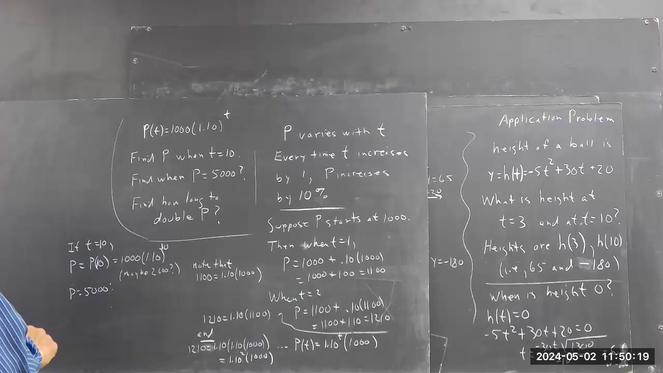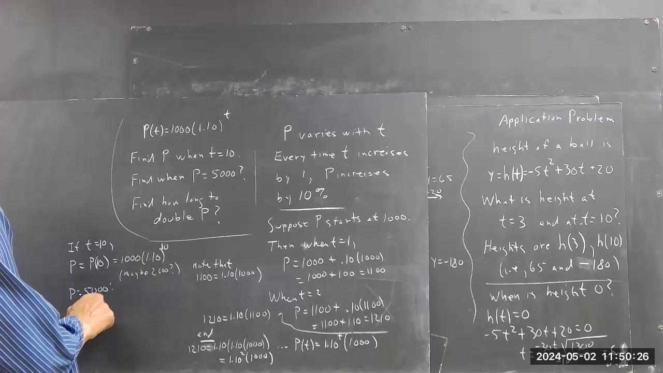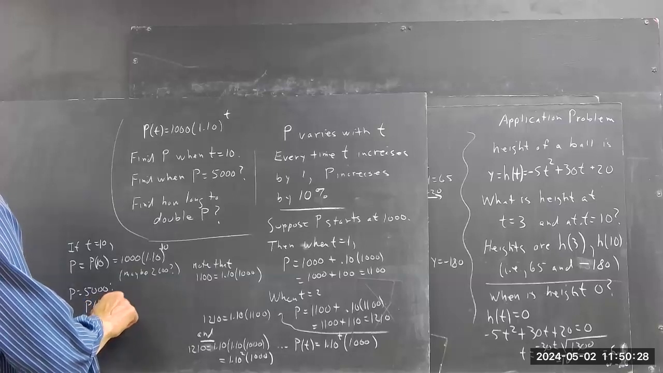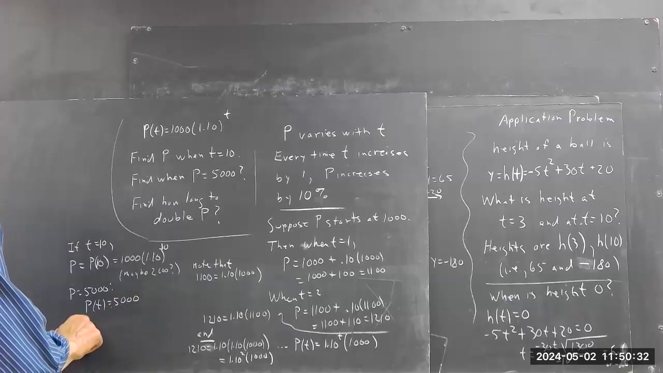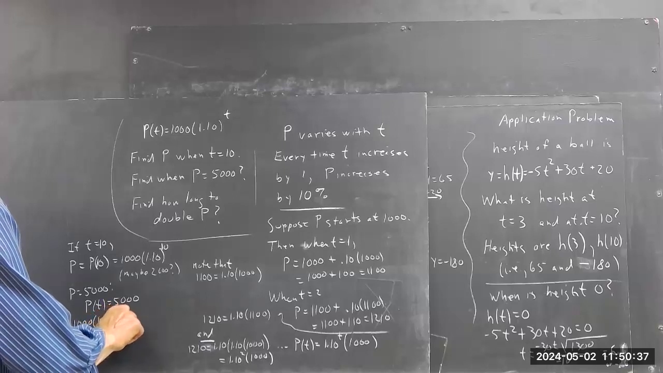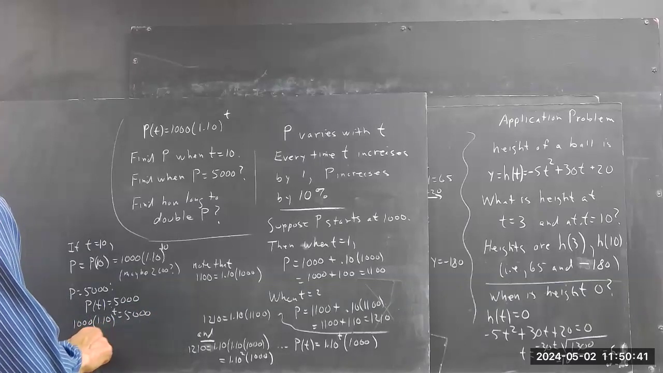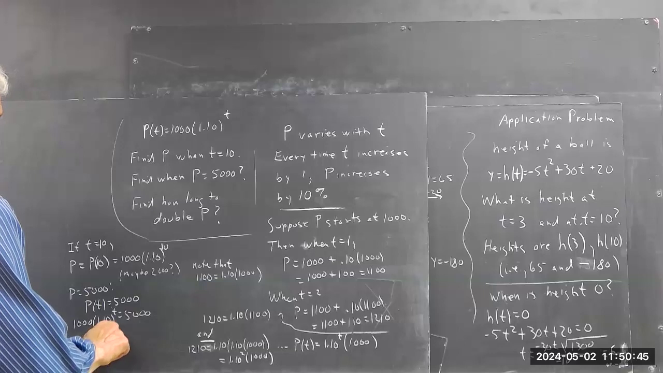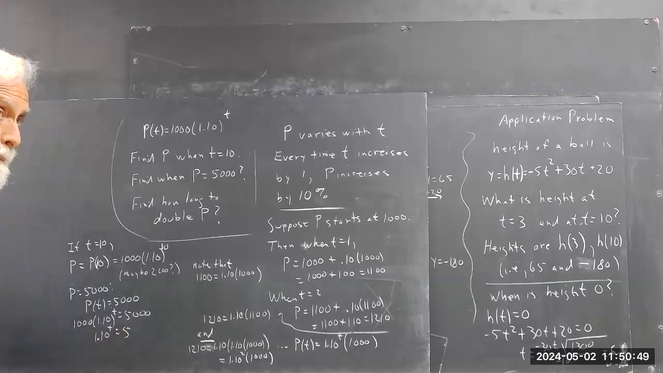When does P equal 5,000? Well, when the function equals 5,000, your function is 1,000 times 1.10 to the t. That's equal to 5,000. You divide by 1,000, you get 1.10 to the t equals 5.